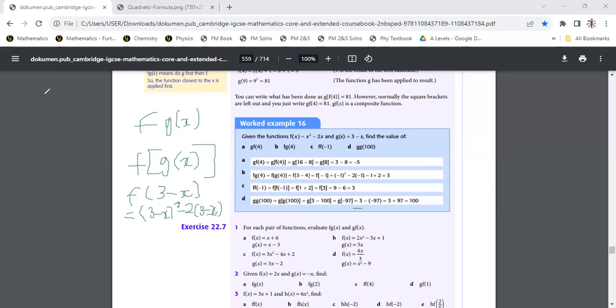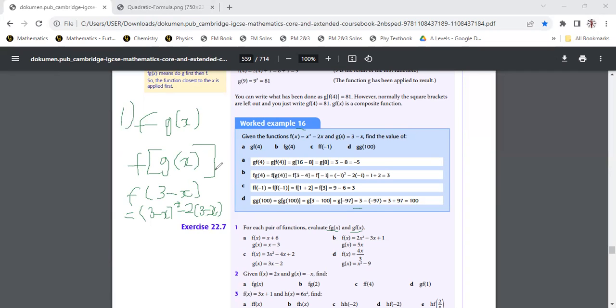Can you understand this part, the part that I've written? If you have any questions, you can ask me anytime. All right. So how do we approach this problem when we have fg of x or gf of x? So when we go to our example 16 right here, the function that was given to us, we have x squared minus 2x for f(x), and then for g(x), we have 3 minus x. So what do we do? What's the problem we have to solve when, let's say, they ask us fg of x?